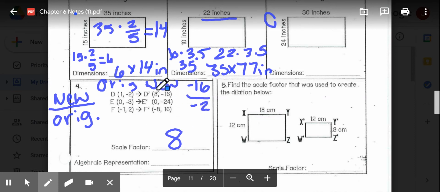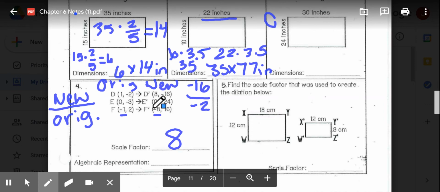So for example, you could choose the X value on that D, and you could do 8 divided by 1, which would still give you 8. Or if you wanted to check another pair, you could do that too. For the F's, you have negative 8 and negative 1. Negative 8 divided by negative 1 is also positive 8. So you're going to get the same answer no matter what you do.